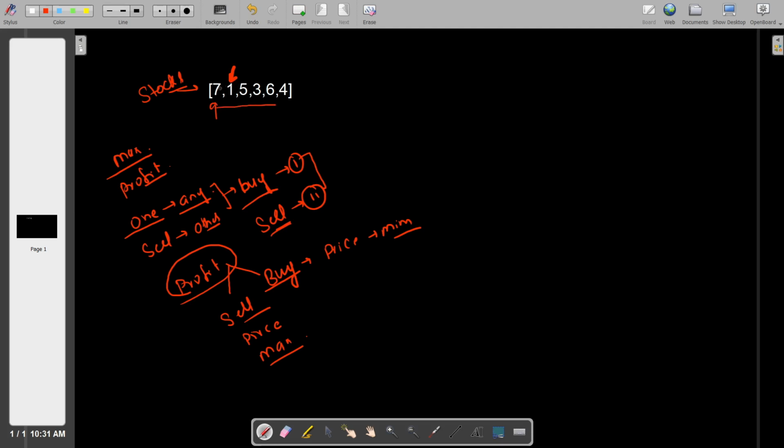Suppose in this question, if I want to calculate the global maximum, the global maximum is 7 and the global minimum is 1. So we get the maximum profit by buying on the day when the price of the stock is 1 and selling when the price of the stock is 7, then we get the maximum profit of 6. But here the problem is that 7 lies before the 1. It means that we are not able to sell the stock before buying the stock. So we have to take care of that thing also.